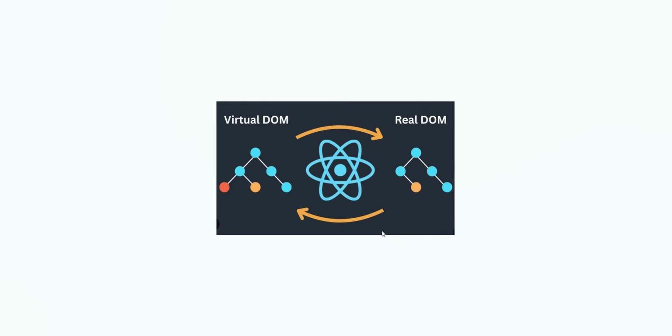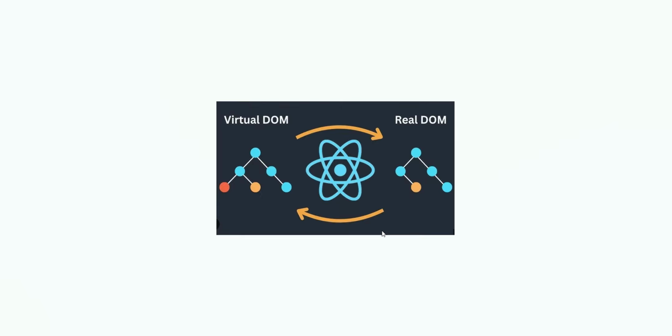If somehow we are able to reduce at least some of these heavyweight operations, the application performance will increase drastically, and React is able to do this with the help of virtual DOM. So virtual DOM is a copy of the actual DOM.